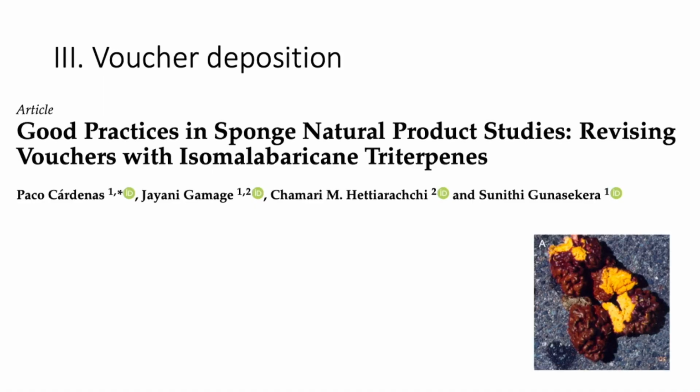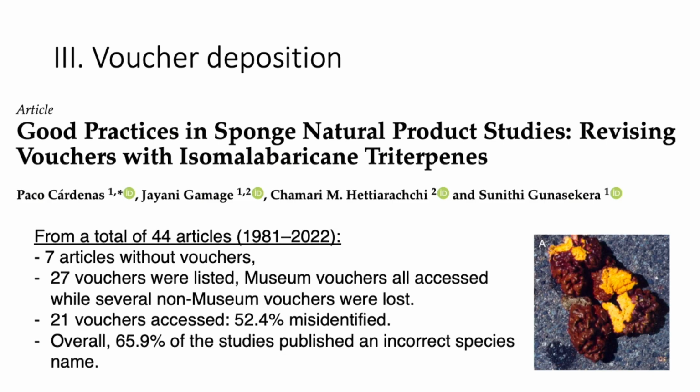Just to show you how important vouchers are, I also want to show you this article that we published a few years ago on the good practices in natural product studies. In chemistry, it's also very important to have vouchers because you want to know where the chemical compounds were extracted from. And in this paper, we looked at vouchers that were kept of sponges where people have claimed they have isolated some particular triterpenes, which are lipids. I looked at 44 articles spanning 1981 to 2022.